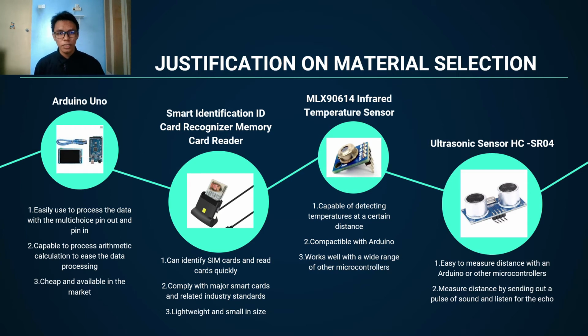The Arduino is where we put the code, written using the Arduino software on the computer, and then it is saved into the Arduino and the program is run from the Arduino. The Arduino is capable of processing arithmetic calculations to ease data processing. For a simple example from the flow diagram on the previous slide, after the process is complete, the head count is increased by 1. This is the simple arithmetic calculation used in this project.